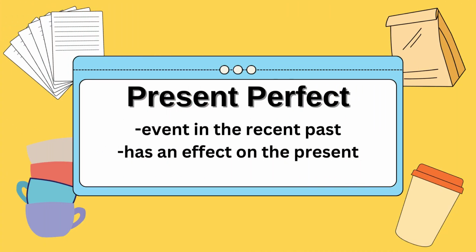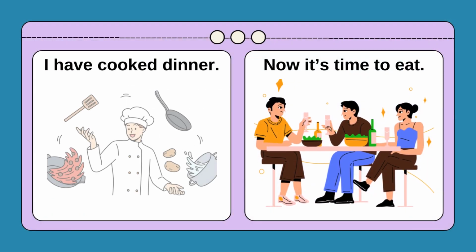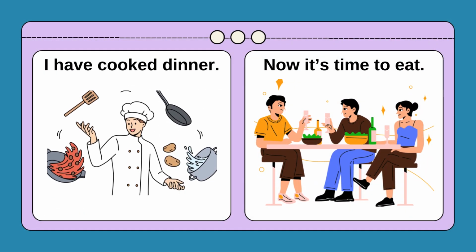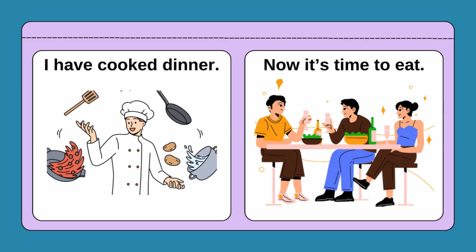We use the present perfect tense to talk about an event in the recent past that has an effect on the present. Let's see what that means. I have cooked dinner. Now it's time to eat. "I have cooked dinner" is in the present perfect tense. "Now it's time to eat" is in the present tense. We use the present perfect tense to give us more information about the present tense. Let's break down the sections of the present perfect tense.